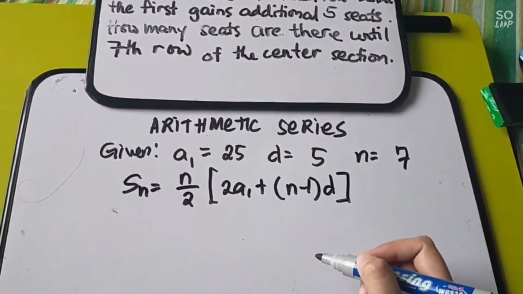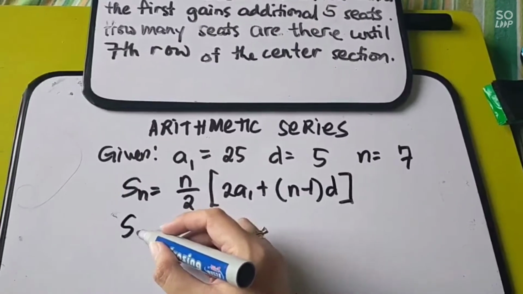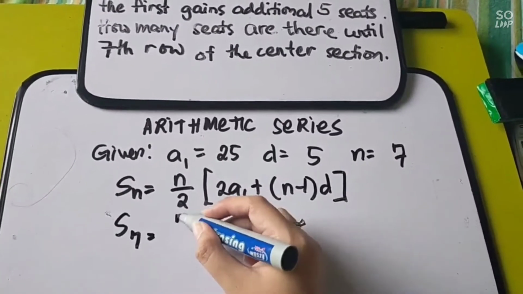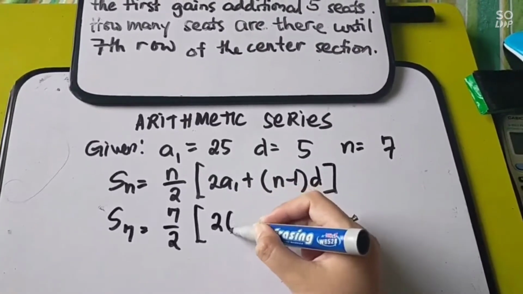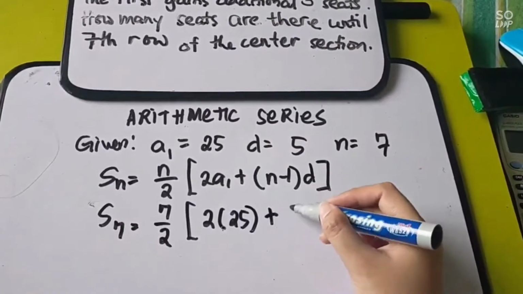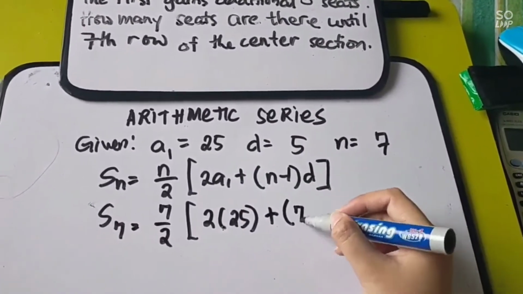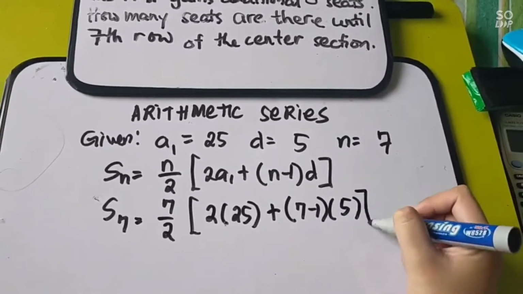So, that's the formula. We're going to substitute. So, we have S sub n, where n is 7. Then we have 7 over 2 multiplied by 2 times 25 as our first term, plus n again, which is 7 minus 1. Then our common difference, we have here 5.